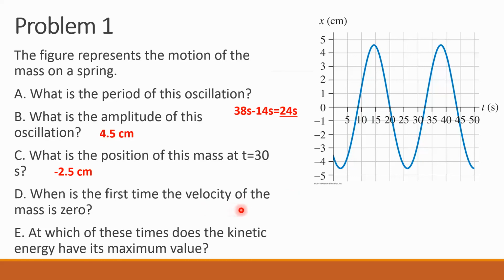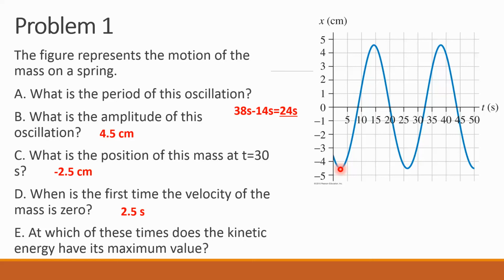Part D, when is the first time the velocity of the mass is zero? Now be careful. Don't look for when it crosses the zero line. This is showing our position, not our velocity. So what do we know about the relationship between position and velocity? If the velocity is zero, that will be at its most stretched point, when it's at its maximum amplitude, when it's at A or at negative A. So we're going to look for the first time when the graph reaches its maximum displacement. When it's at its maximum displacement, it has a velocity of zero. So that will be right here. It'll be about 2.5 seconds.